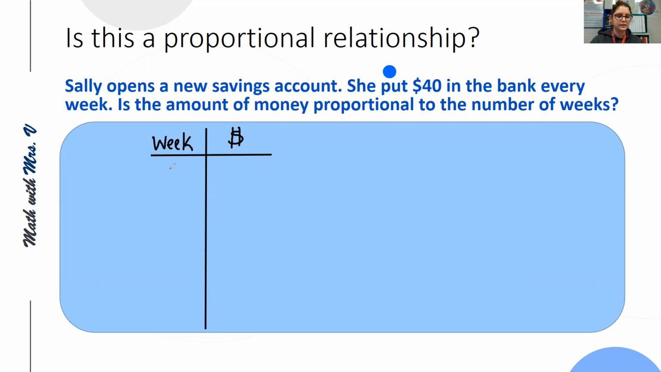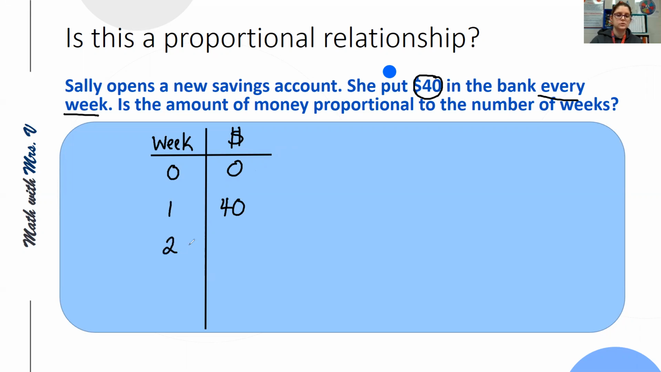So always start at week 0. She opened a new savings account. Okay, so did she start with any money? And the answer is no, she didn't start. So she started with $0. Then after 1 week, she deposited $40. She put $40 in every week. So she had 0, she put $40 in, so she had $40.